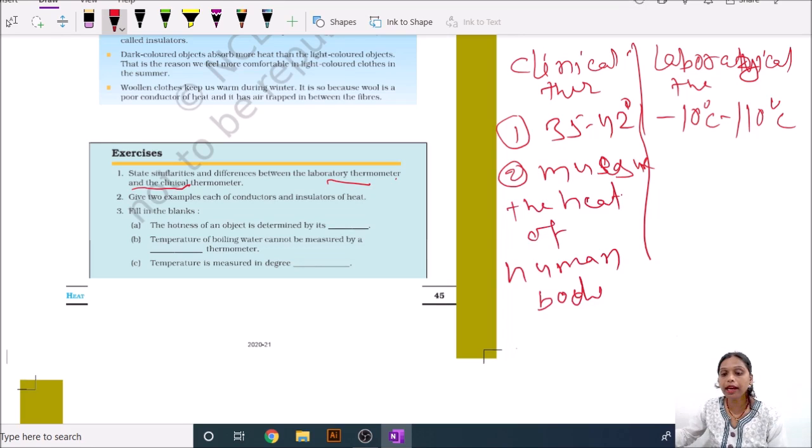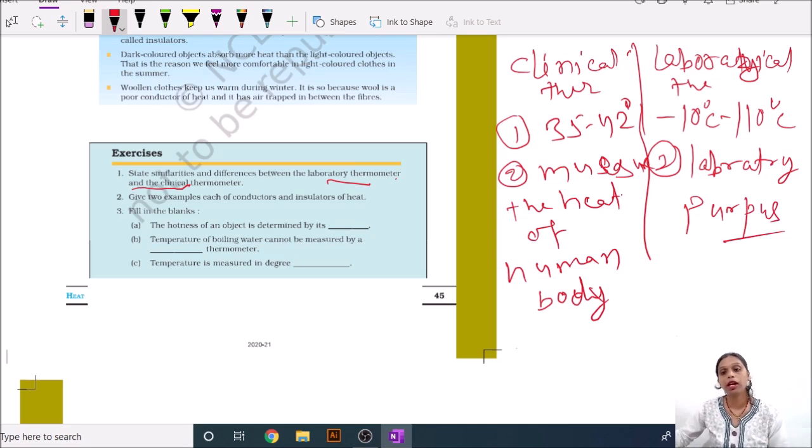Whereas laboratory thermometer is used for laboratory purpose. Then this is the difference between laboratory and clinical thermometer.